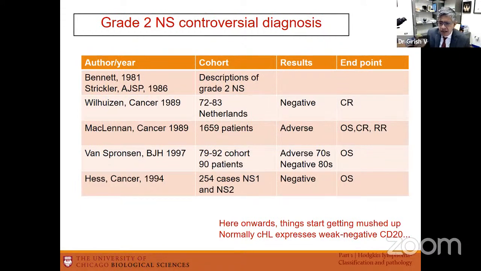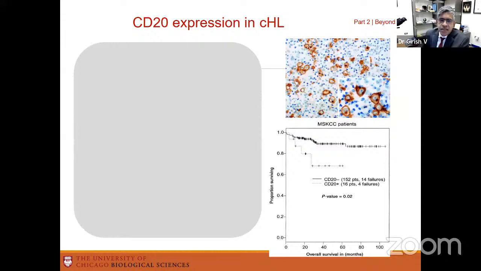And then after the early 2000s, things started getting a little tricky. We all know that Hodgkin usually expresses weak to negative CD20, and there are reasons why the B cell program is downregulated. There is a methylation of key genes related to B cell transcription that makes it weak to negative CD20. And then slowly, people started describing cases where Hodgkin cells express strong CD20. MSKCC put out a paper saying that, hey, the Hodgkins with a strong CD20 tend to do worse. That's a Kaplan-Meier plot showing the same thing.